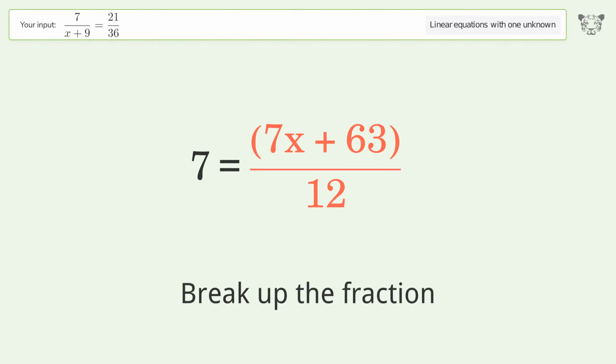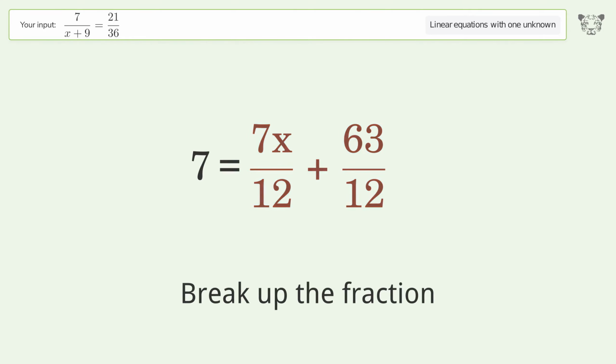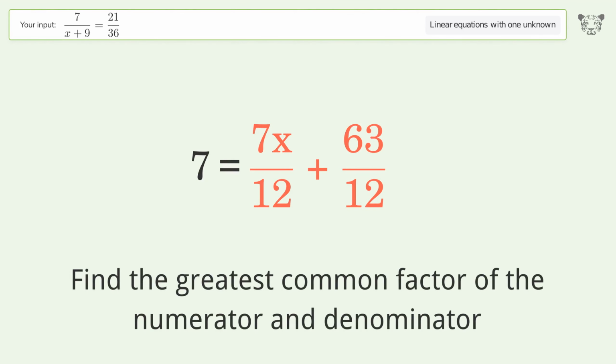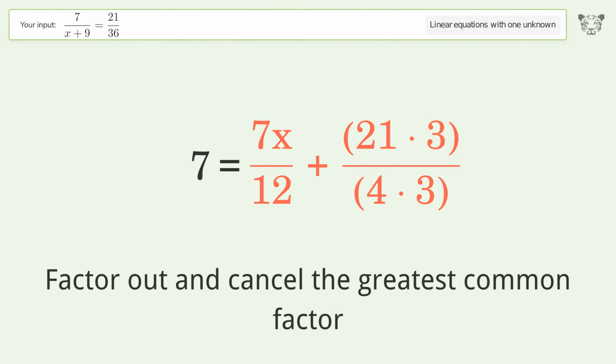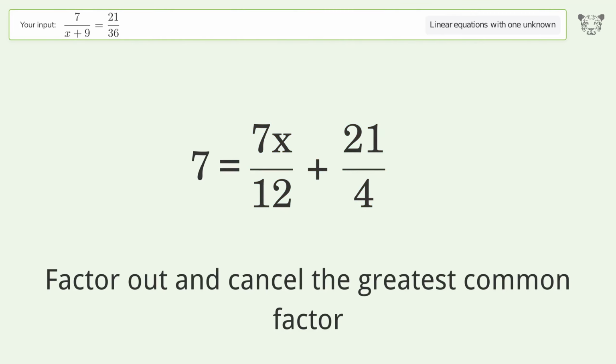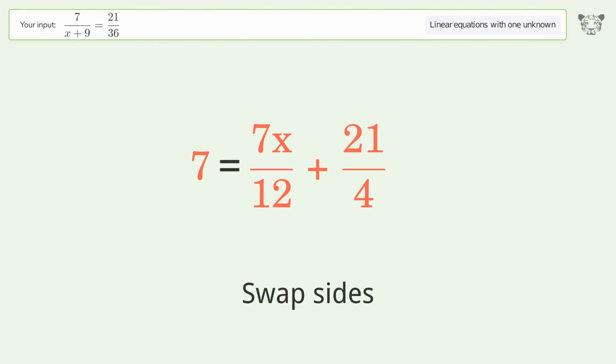Break up the fraction. Find the greatest common factor of the numerator and denominator. Factor out and cancel the greatest common factor. Swap sides.